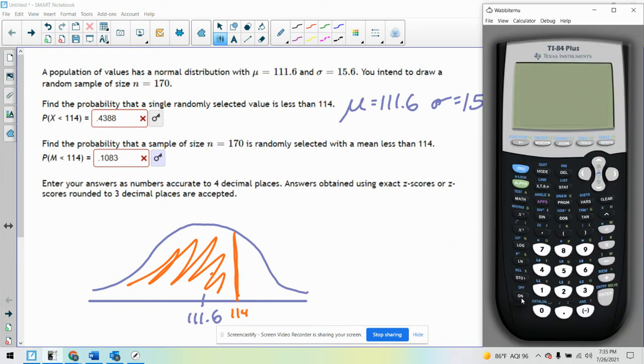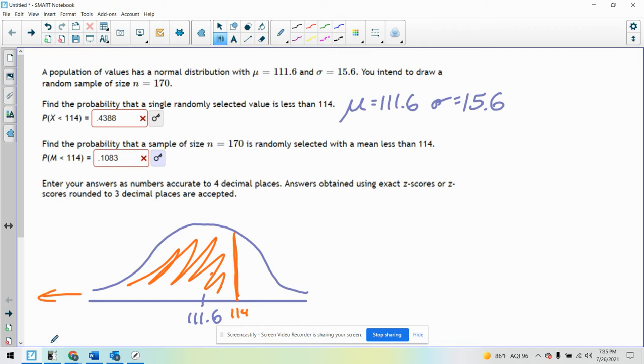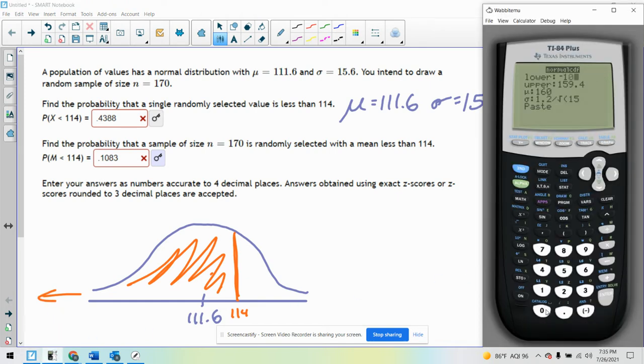So I'm just going to go in my calculator. Second distributions, I'm going to do normal CDF. So the lower bound here is this number all the way out, but since it never ends, we're just going to put in a really negative number. I'll just do a negative 100,000. The upper bound is going to be 114. My mu is 111.6. And my sigma is just going to be 15.6. And we enter again. So we get 0.5611.